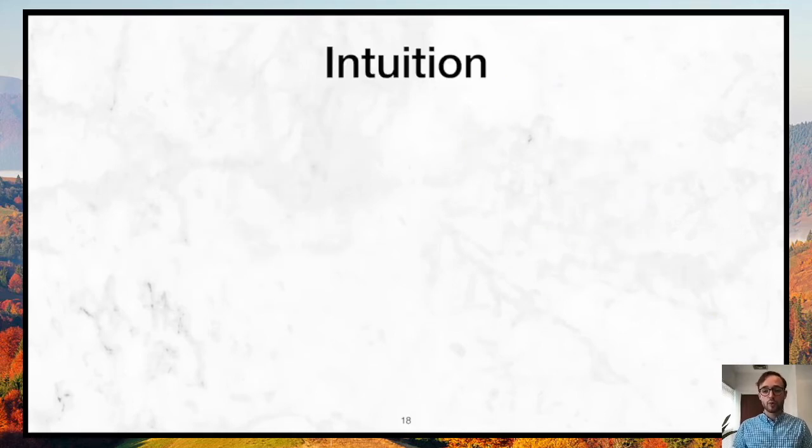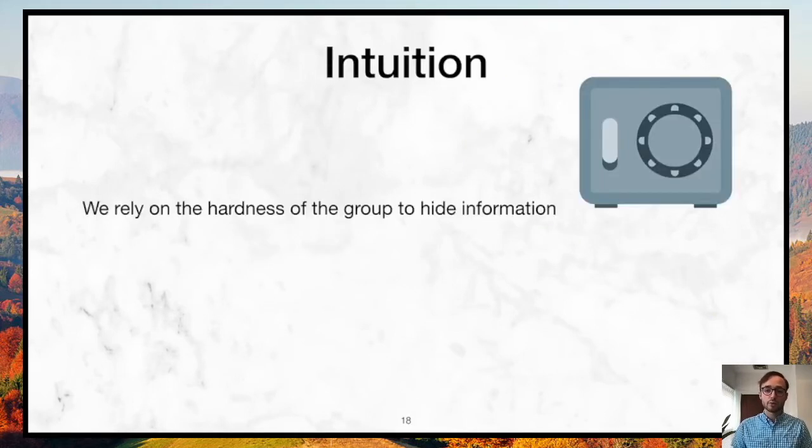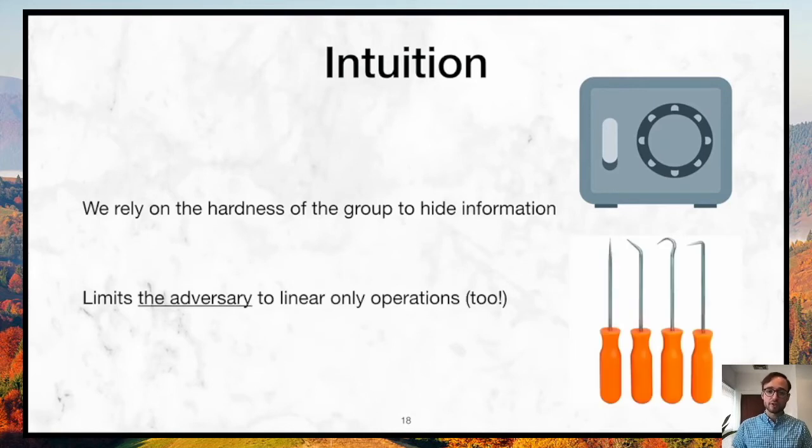The intuition for why this is useful is that we can rely on the group to hide information, and by putting things in the exponent of a group, we can limit the adversary to only linear operations. This is because of the homomorphism of the group, where multiplication corresponds to addition and exponentiation corresponds to multiplication. These linear operations are all that we need for information set decoding, but limiting the adversary to linear operations only changes the dynamic and the power imbalance between us and the adversary.